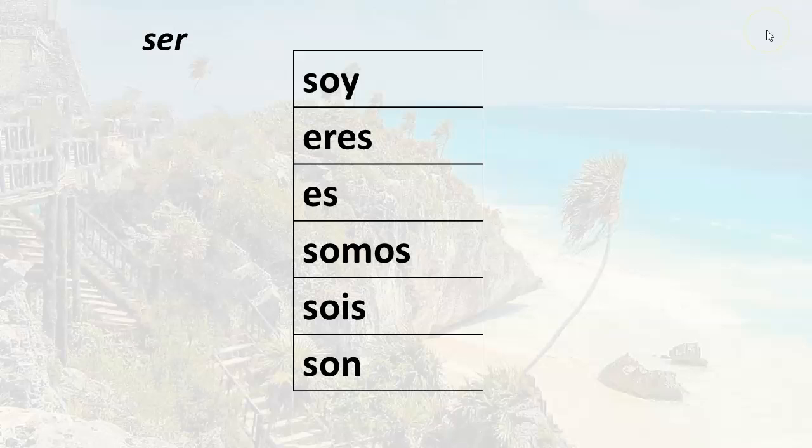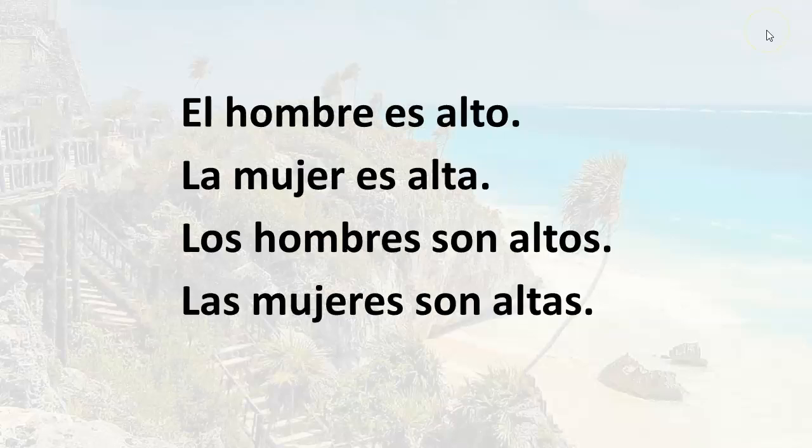If you're making a complete sentence and using the verb ser, it's possible that the adjective will be separated from the noun by the verb ser. So for example, I could say something like, the man is tall. El hombre es alto. Alto is still agreeing with hombre even though it's separated by the verb. El hombre es alto, the man is tall. The woman is tall, la mujer es alta.